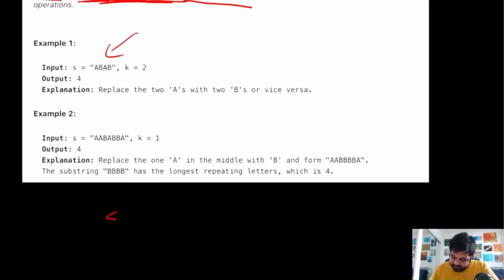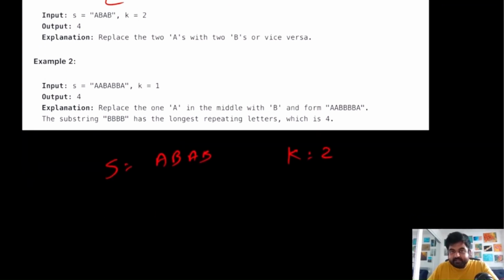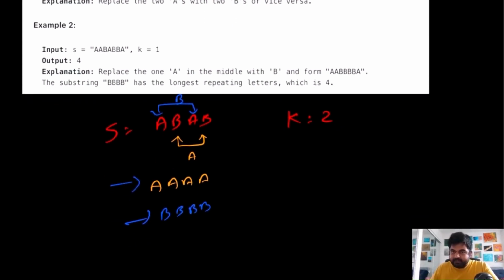Suppose we are given s is equal to ABAB, and we are told that k is equal to 2, which means we can replace any two characters with whatever two characters we want. In this case we have two options. Either we replace these two B's with the letter A, then we will get AAAA, or we can replace these two A's with the letter B, and then we will get BBBB. We don't care what the value of the string is. Our aim is to find the longest substring that contains all the repeated characters, and find its length. In both cases the length is 4, and this is the answer we need to return. So this is what the problem is asking us to do.